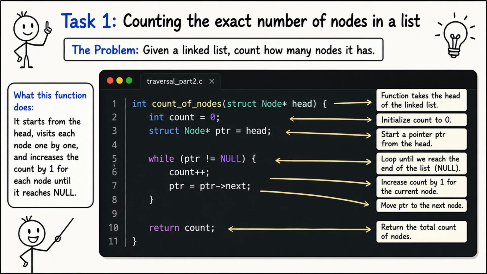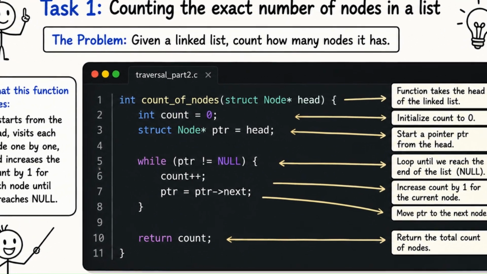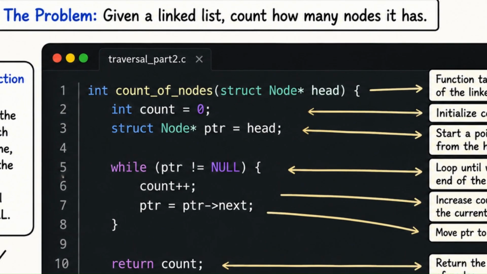Here's a fairly simple C function called countNodes. We start off by setting an integer count to 0, and we create a temporary pointer called ptr that starts right at the head. Then we enter our while loop, which keeps running as long as ptr is not equal to null. Inside that loop, we bump up our count.